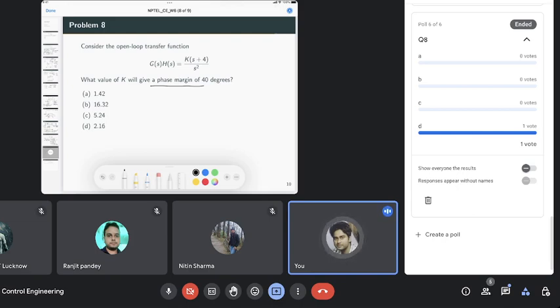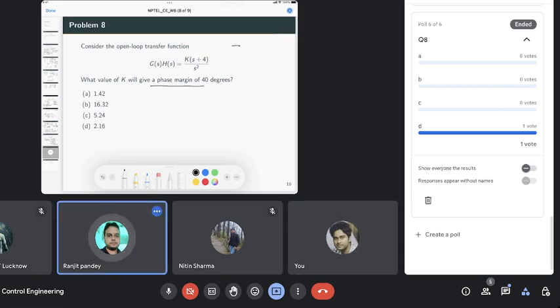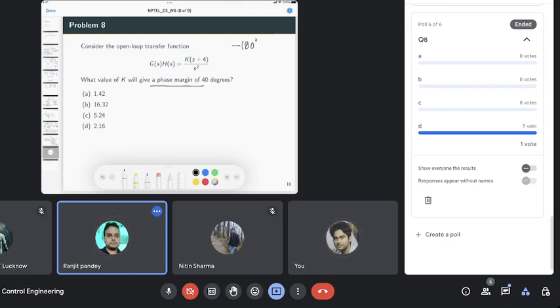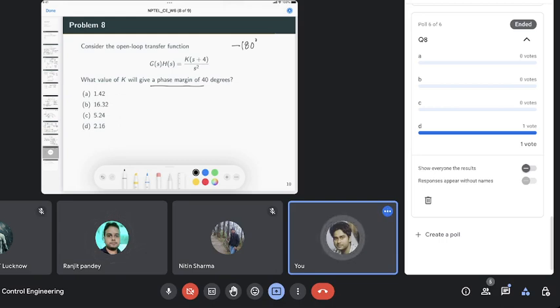Can anyone answer? What should be the phase angle at the gain crossover frequency, that is when the magnitude is 1? Okay, so instability is minus 180 degrees plus theta. This 40 degrees is given, right? So at the instability, minus 180 degrees plus 40 degrees, so it's minus 140 degrees, right?